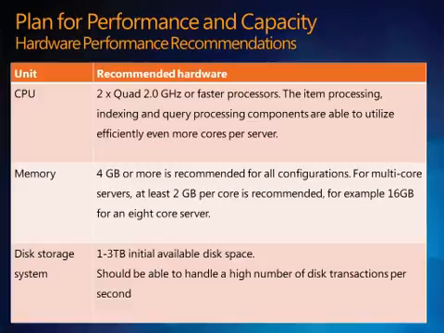Plan for performance capacity. Hardware performance recommendations. For a node in FAST Search Server 2010 for SharePoint, the CPU should be a minimum of 2 quad-core 2 GHz processors with a minimum of 4 GB of RAM, and disk storage typically between 1 and 3 terabytes. This disk subsystem should be able to handle a high number of disk transactions per second.